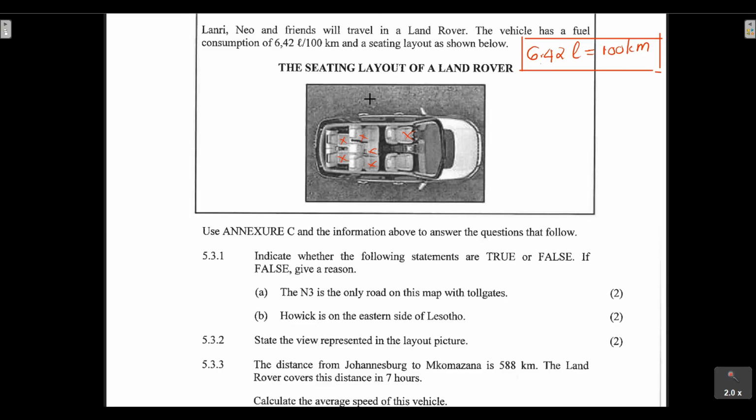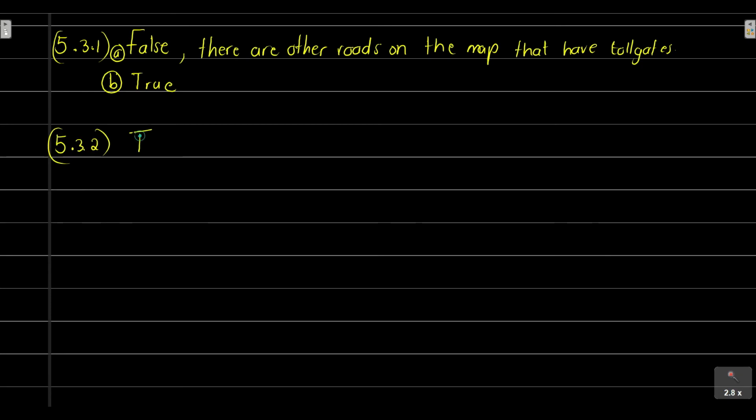Or we can say this is a bird's eye view. So if a bird were to look down at this Land Rover, they would see exactly this view. Or we can say a satellite. Okay, so we can just give any of those answers. Okay, I'm going to say it's a top view of the Land Rover.